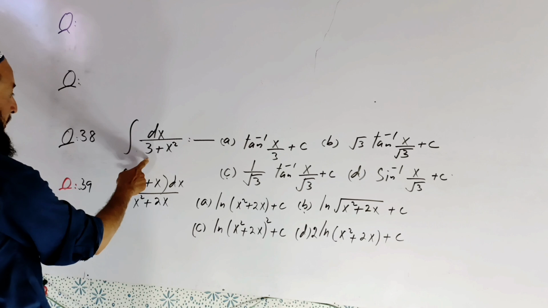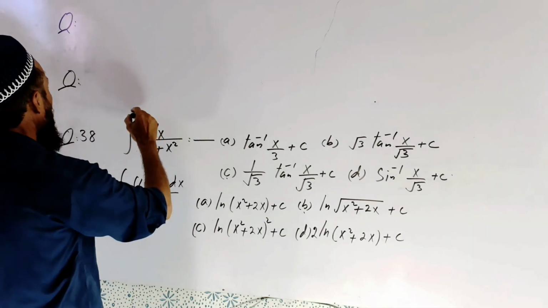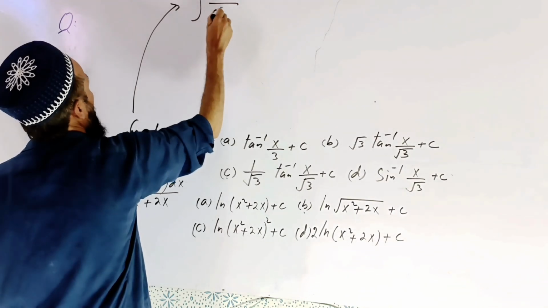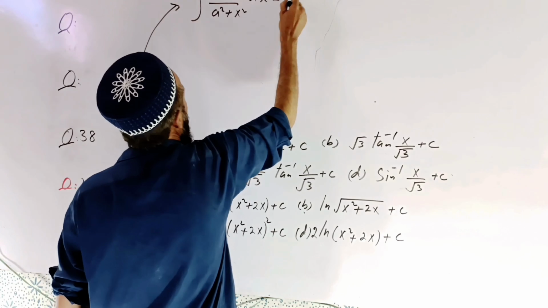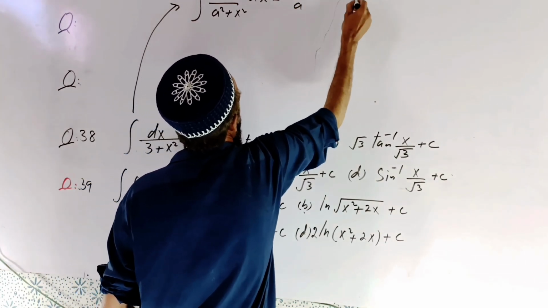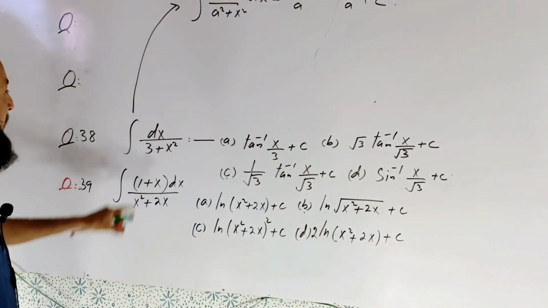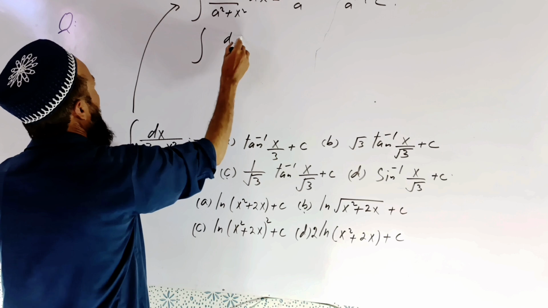Integral of dx divided by 3 plus x square. Accordingly, we know the formula for the integration of dx over a square plus x square. According to this formula, it is 1 over a tangent inverse x by a plus c. We use this formula here. First of all, the value of a is not a perfect square, so we can write it in this form.